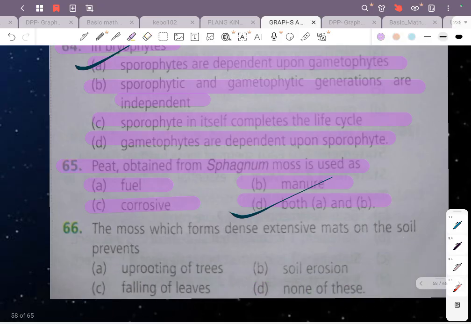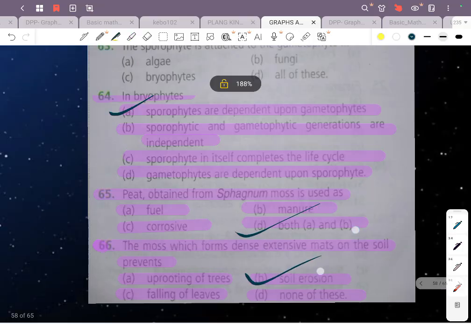Now the next question that we have on our screen is the moss which forms dense extensive mats on the soil prevents A, uprooting of trees, B, soil erosion, C, falling of leaves, or D, none of these. What do you think? So the moss which is actually forming these dense extensive mats, it actually prevents soil erosion, right? So that makes option number B the correct answer.